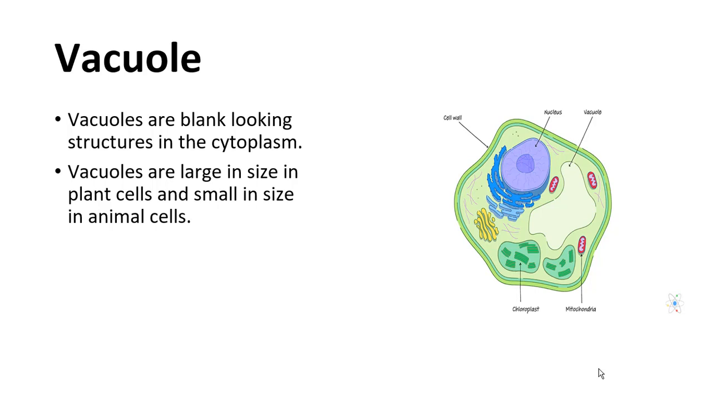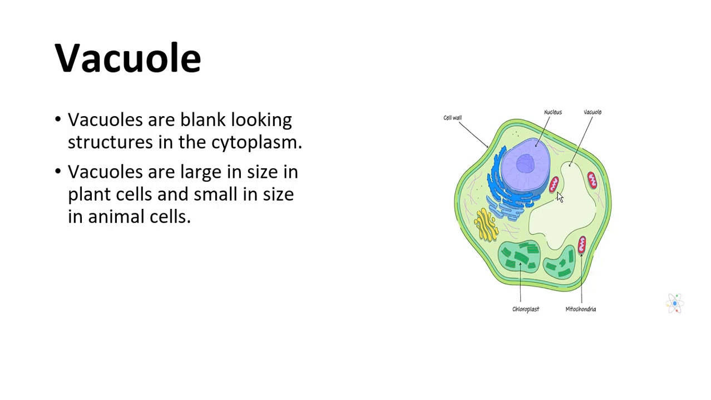So, if you clearly see a plant cell or an animal cell under a microscope, you will see something transparent inside it. In the animal cell, this transparent structure will be small in size and few in number, whereas in plant cell, it is as large as you see on the screen. So, vacuoles are the blank looking structures present both in plant cells and animal cells. They are large in size in plant cell.